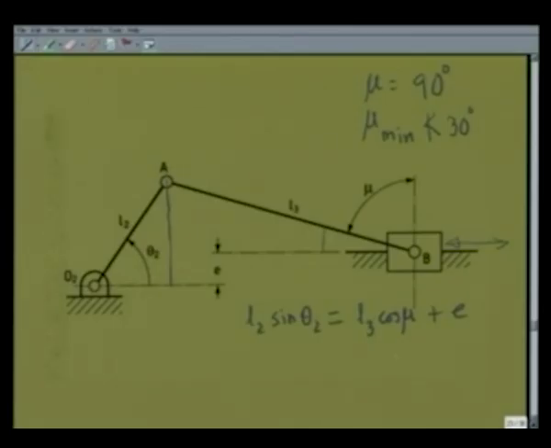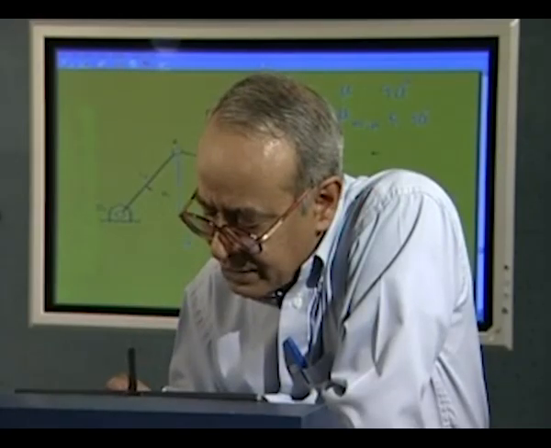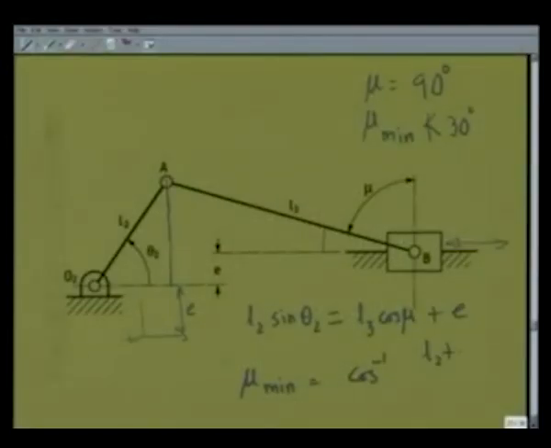As theta 2 changes, L3, L2 and E are constant, so mu changes, and minimum value of mu will take place depending on whether E is this way, or suppose the offset was below this line, the direction of sliding is like this, then this distance would have been called E. Depending on whether E is upward or downward, one can easily find that mu min will be cos inverse L2 plus E by L3, and that occurs either at theta 2 equal to pi by 2 or 3 pi by 2, depending on the direction of E. This I leave for the students to decipher themselves, and that will add to the understanding.